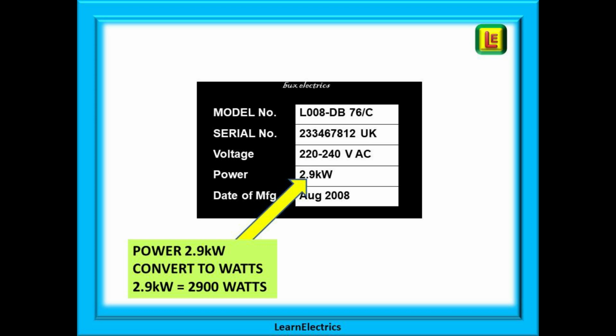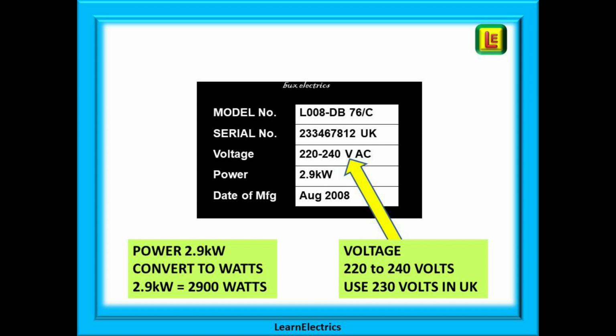Looking at the rating plate, we can see that the power is 2.9 kilowatts. Convert this to watts by multiplying by 1000. This gives us 2900 watts. The voltage range is stated as 220 to 240 volts, so we will use 230 volts for the calculation.